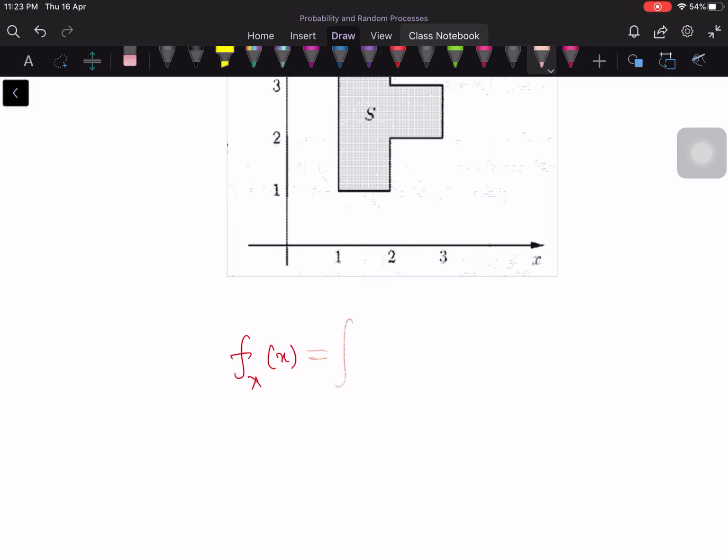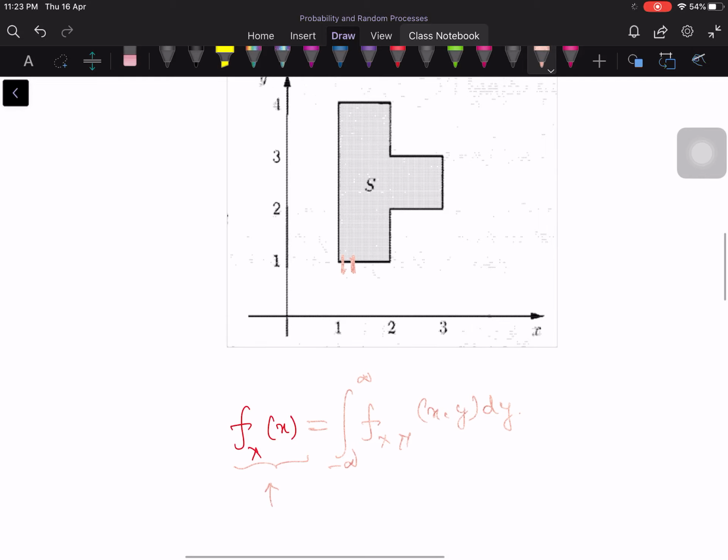You integrate from minus infinity to plus infinity the joint density function f_XY(x, y) dy. So when you take this fX(x), that means you are taking a certain interval on the x-axis where x is constant. x is not changing much. Therefore, you take a small interval. In this interval, x is not changing. So you take it interval by interval.